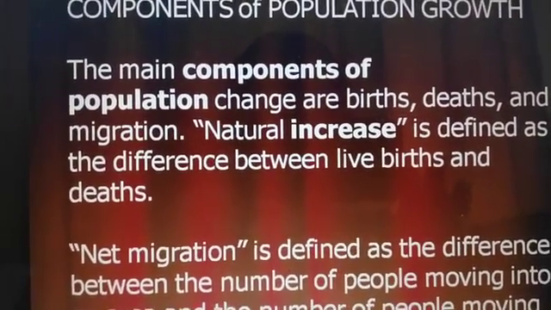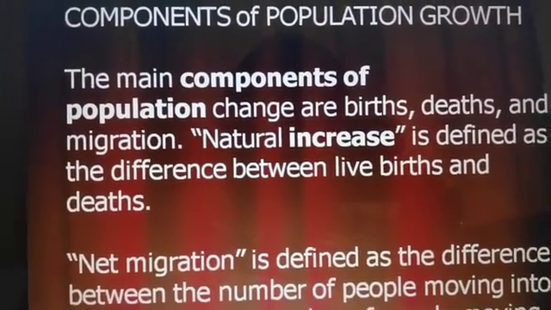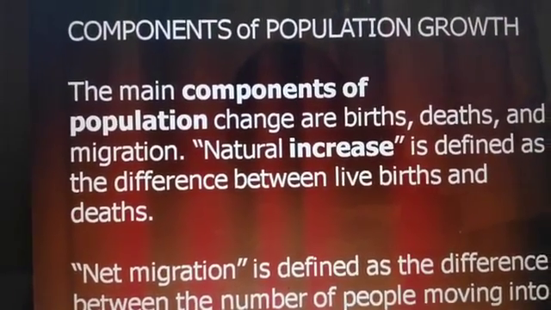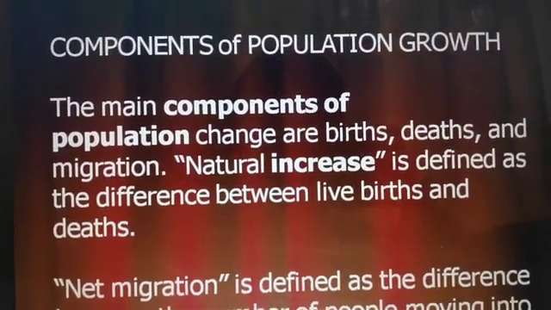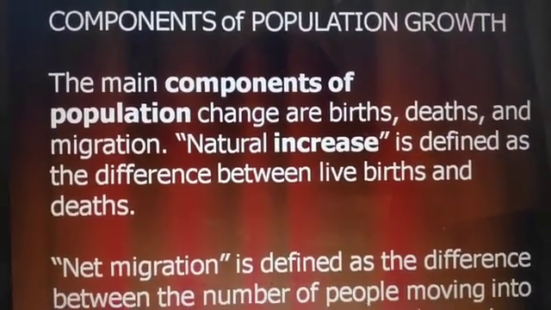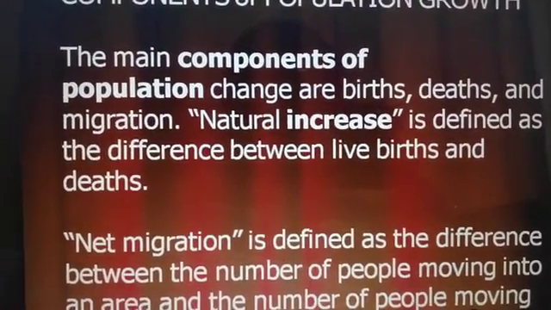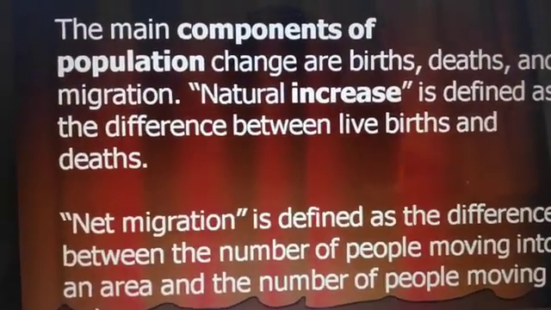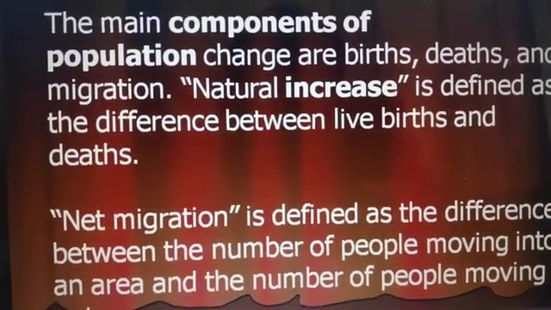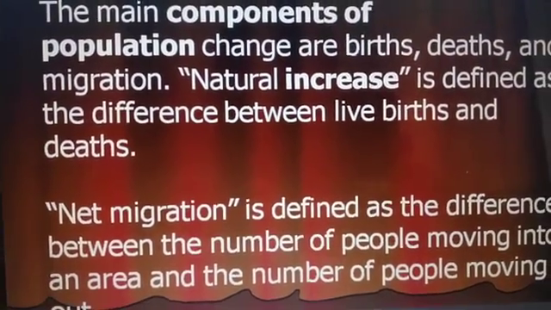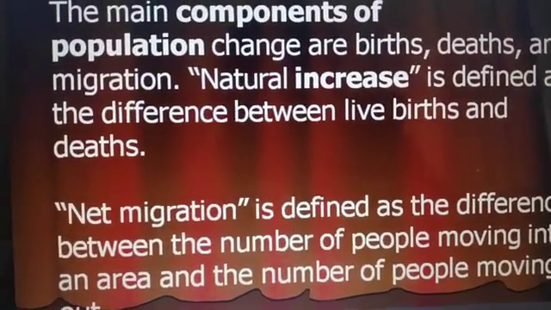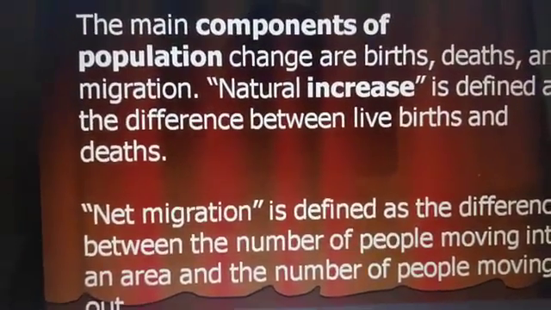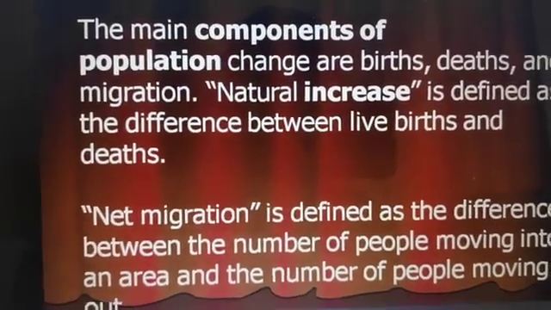And earlier I also told you that these are the three big things or structure of population studies. This is called natural increase, and natural increase is defined as the difference between live births and deaths. This is a basic thing you have to understand and learn. The second thing is migration, and within that, net migration is defined as the difference between the number of people moving into an area and the number of people moving out. So you have to deal with these three components: births, deaths and migration.